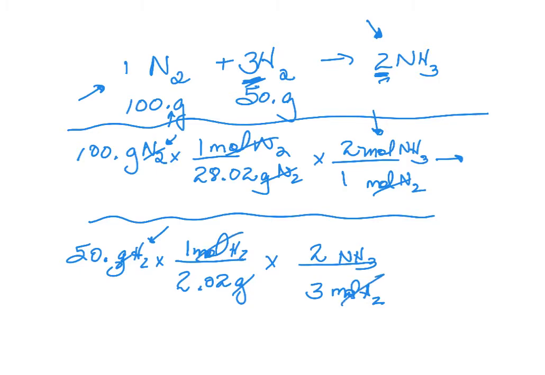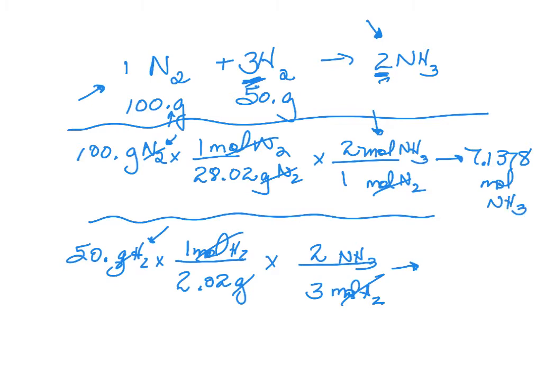All right, so now I am going to calculate both of these and determine what my limiting reactant is. So 100 divided by 28.02 times 2. That tells me 100 grams of nitrogen can potentially make 7 point... I'm going to carry extra digits for now because I can't remember, but I think I have to go to grams. All right, so that can make around 7 moles of ammonia.